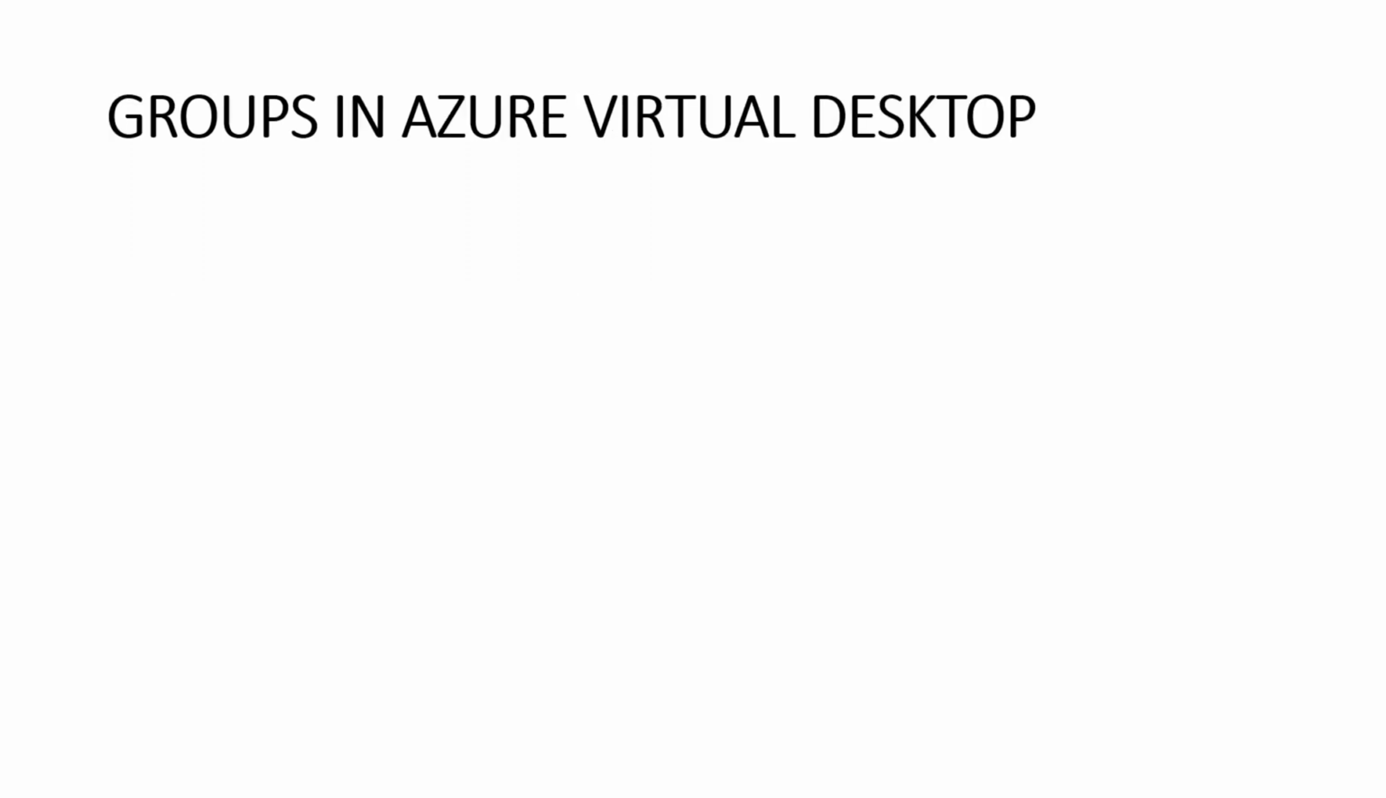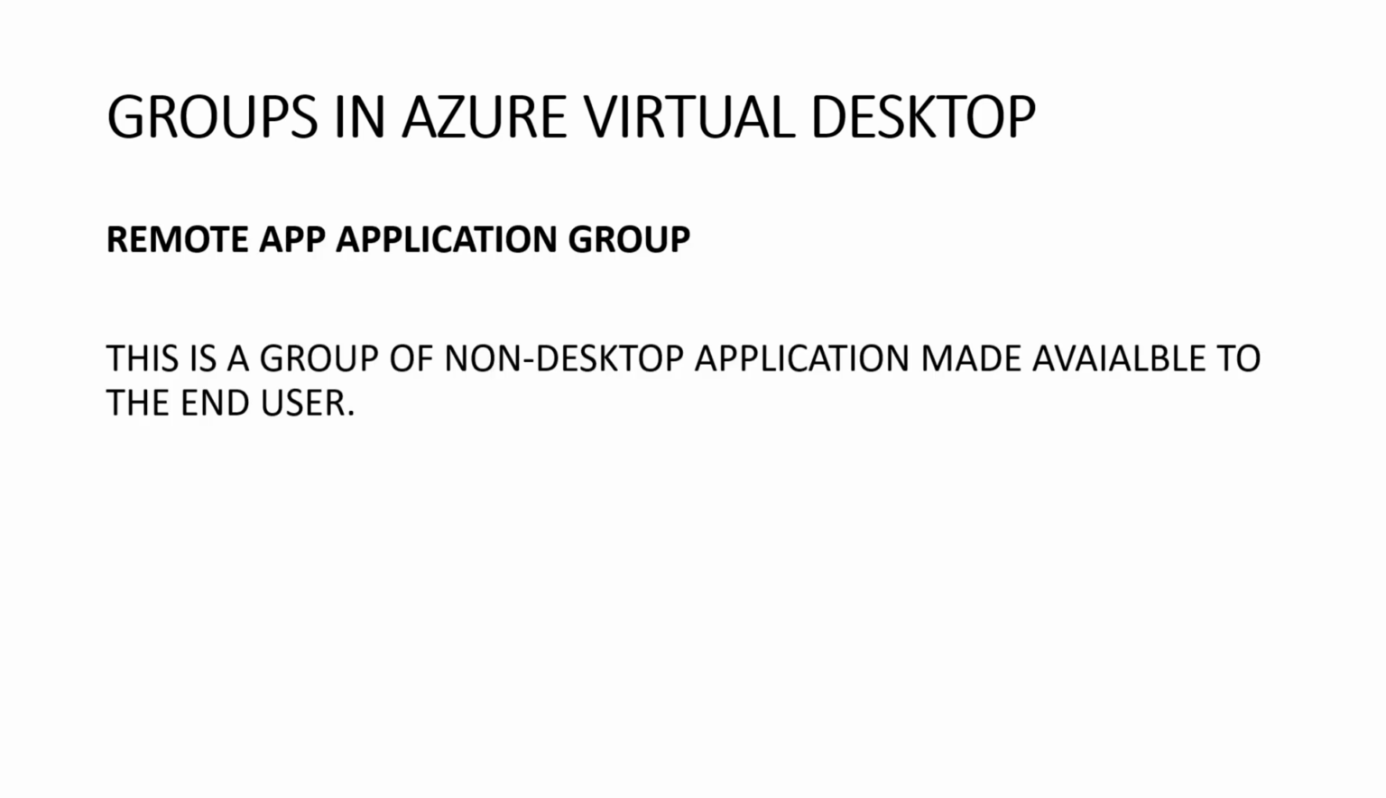Now there are two groups in Azure Virtual Desktop. The first one is the Remote App Application Group. This is a group of non-desktop applications which are made available to the end user. So I can have a remote app application group, and I can assign multiple applications which are non-desktop. By non-desktop I mean non-desktop experience. This group can contain applications like Notepad, WordPad, WinRAR, WinZip, anything, right? So this will be a remote app application group.